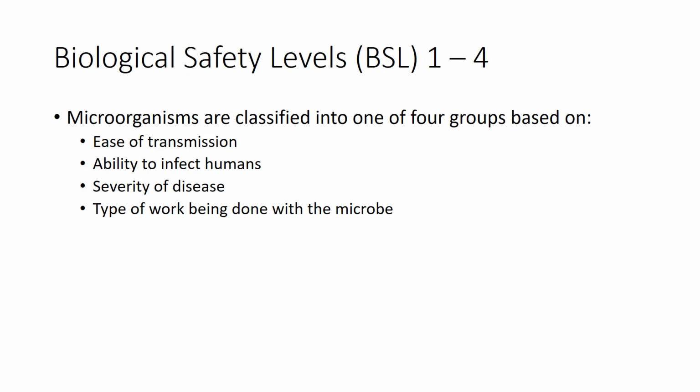Okay, so I've mentioned quickly that microbes are classified into these 4 groups, and these are the 4 criteria that were used to classify these organisms. 1, are they easily transmissible? Now, the easiest way to transmit any microbe is through aerosols, by breathing it in or taking it in through your nose or your mouth. Probably the most difficult one is if you had to inject it through your skin. So, these are considerations. Now, how easy is it to infect humans?